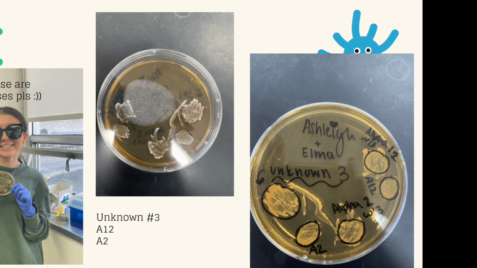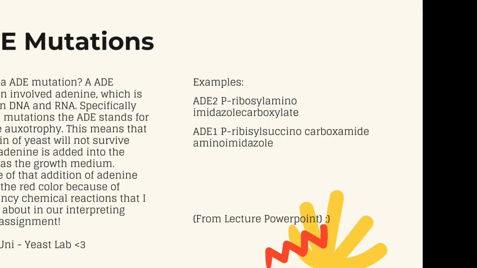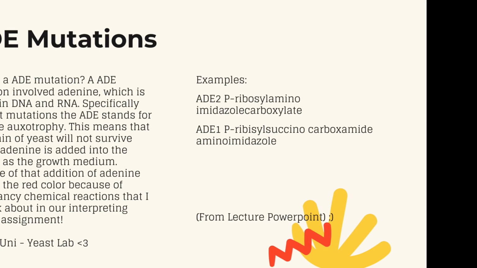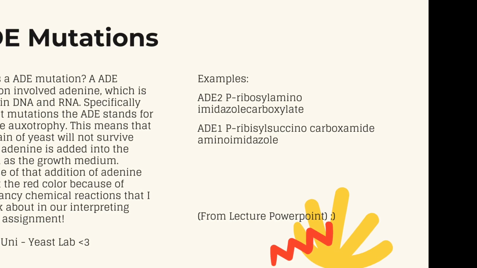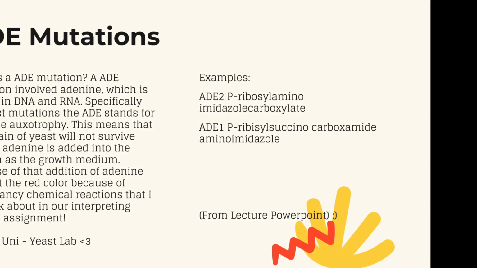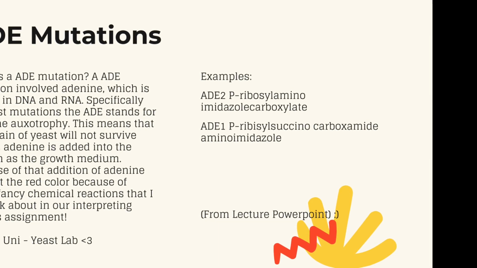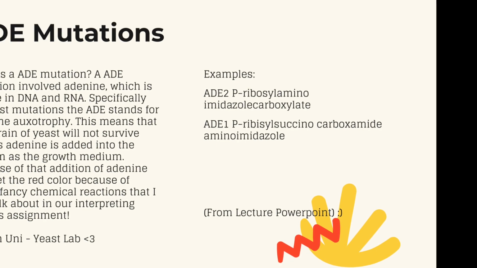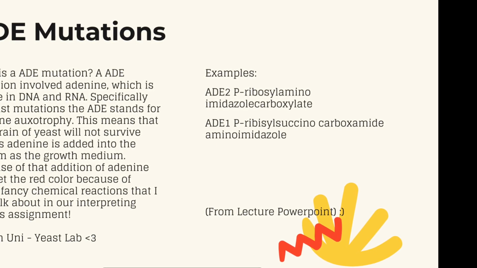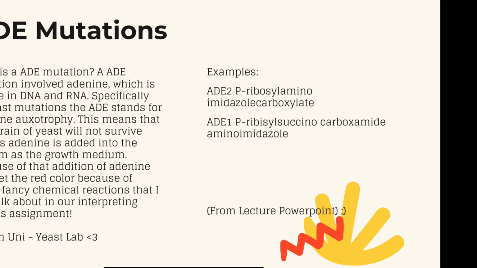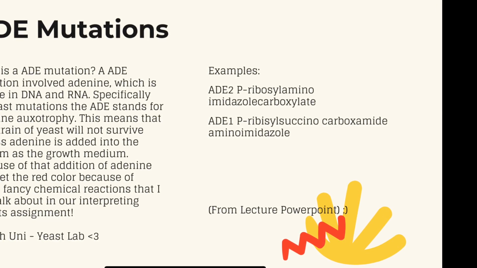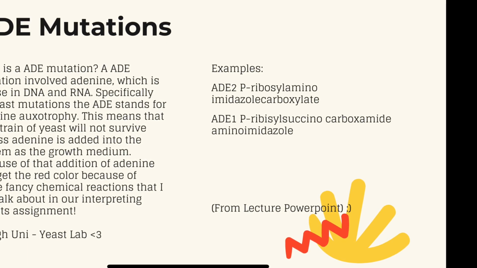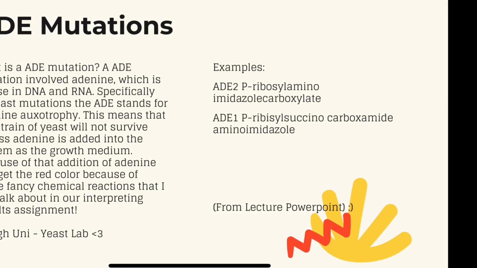Now the next thing we're going to be talking about is ADE mutations, and there is a lot of information on that slide, so just bear with me. An ADE mutation is a mutation involving adenine, which in this case is a base in DNA and RNA, and specifically in yeast mutations, the ADE stands for adenine auxotrophy. This means that the strain of yeast will not survive unless adenine is added into the system as the growth medium. Because of that addition of adenine, you get that red color, but we will talk about that fancy chemical interaction in a later slide and in a later assignment.